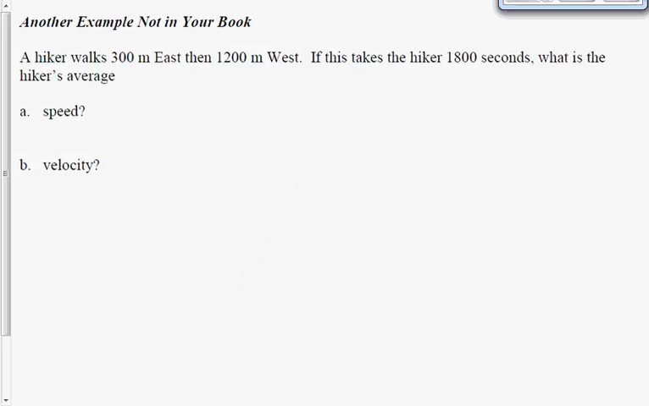Here's our last example of the day. This one says a hiker walks 300 meters east, then 1,200 meters west. If it takes the hiker 1,800 seconds, what's the hiker's average speed and velocity? So what do we have given to us here? The hiker walks 300 east, then 1,200 west. Are those positions or are those displacements? Are those where we are or how far we've gone? Those are displacements. It's how far we've gone, right?